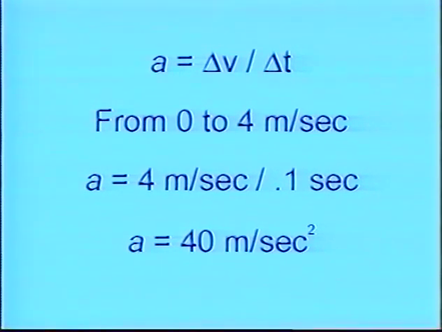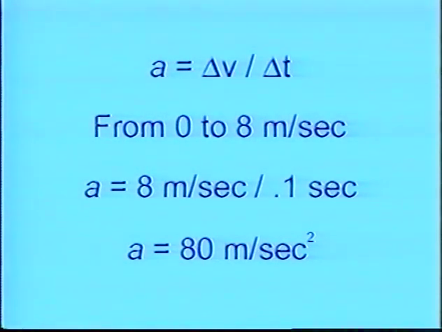If we put these numbers into the equation for acceleration, we get a result of 40 meters per second squared. In the second example describing momentum, we saw that the target vehicle accelerated to 8 meters per second in the same amount of time. Thus, the acceleration in the second example is 80 meters per second squared.